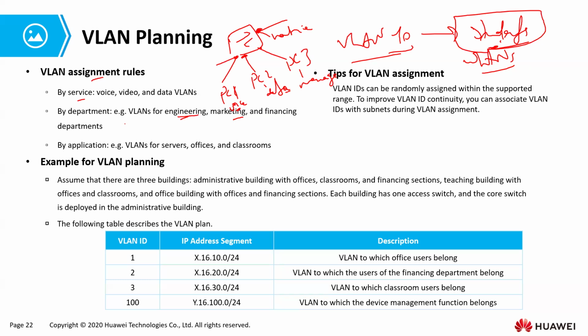By application, the VLANs for all my servers you put in one VLAN, all my offices one VLAN, my classrooms one VLAN, etc. Tips for VLAN assignment. VLAN IDs can be randomly assigned within the supported range. To improve continuity, you can associate VLAN IDs with subnets during VLAN assignment. If we are using interface-based VLANs, you realize it goes together with these subnets.